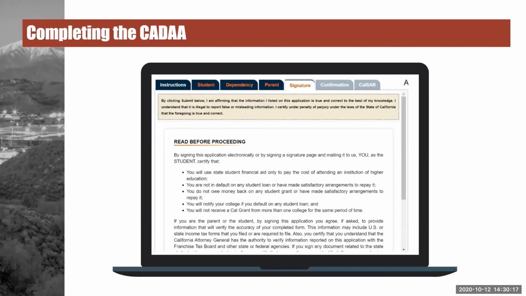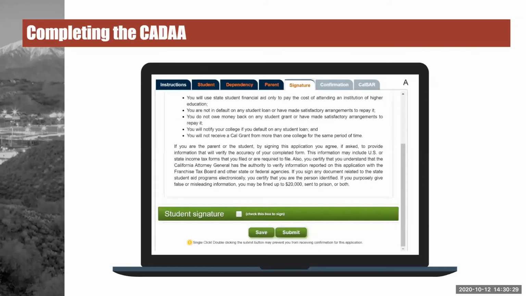Before providing a signature, you will want to make sure and read the information and disclosures now shown on the application. Once you have read and understood the disclosures, you can proceed with signing the application. In order to provide your signature as a student, you will select the checkbox and then select Save, followed by Submit. Once this is done, a separate confirmation tab will become available notifying you that you have completed the application.